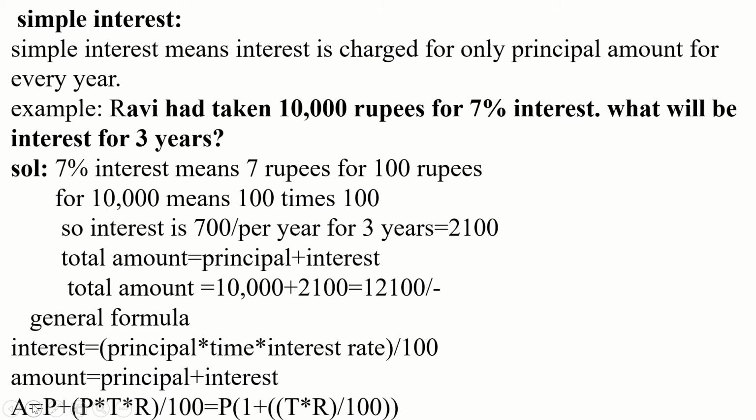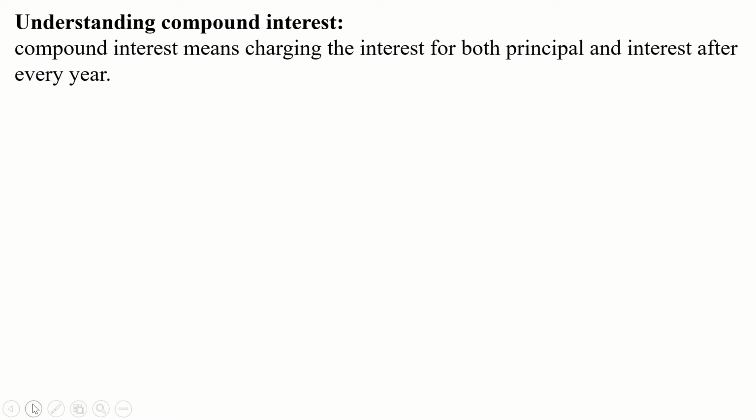Now we will see compound interest. Compound interest is very interesting. Simple interest is very easy to calculate, but people struggle to calculate compound interest. So let's see how we calculate it. Compound interest is charged on both principal and interest, meaning the interest is calculated on both the principal amount and the accumulated interest.